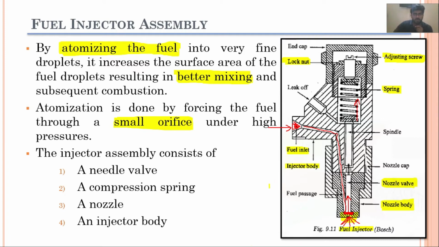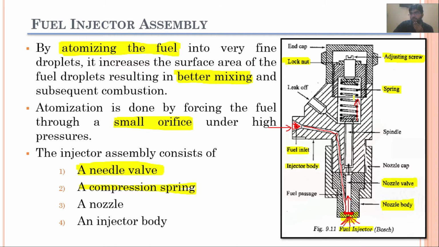So the injector assembly consists of a needle valve. This needle valve is basically your nozzle valve. A nozzle valve is basically the name of this valve, and needle valve is the type of valve which we are incorporating in the fuel injectors. Next we have the compression spring, which is mentioned here.